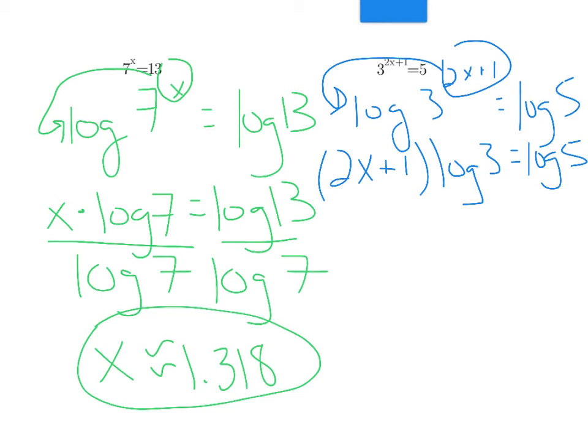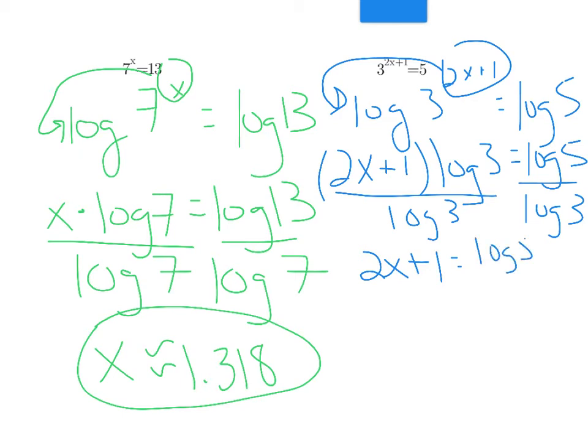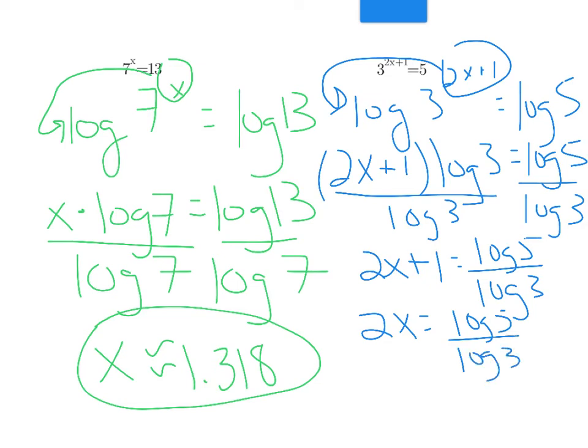Now to isolate my variable, I'm going to start off by dividing both sides of my equation by the log of 3. And I have 2x plus 1 equals the log of 5 divided by the log of 3. To isolate the x, I would next subtract 1 from both sides of the equation and get 2x equals the log of 5 divided by the log of 3 minus 1, and finally I would divide both sides of my equation by 2 to get x by itself.